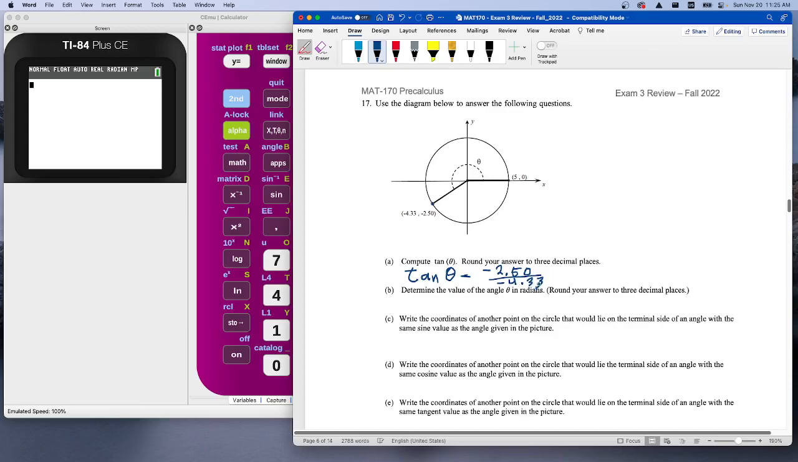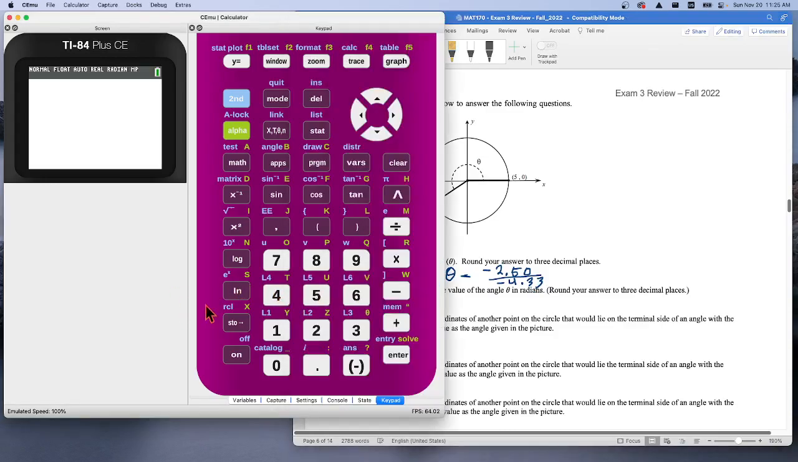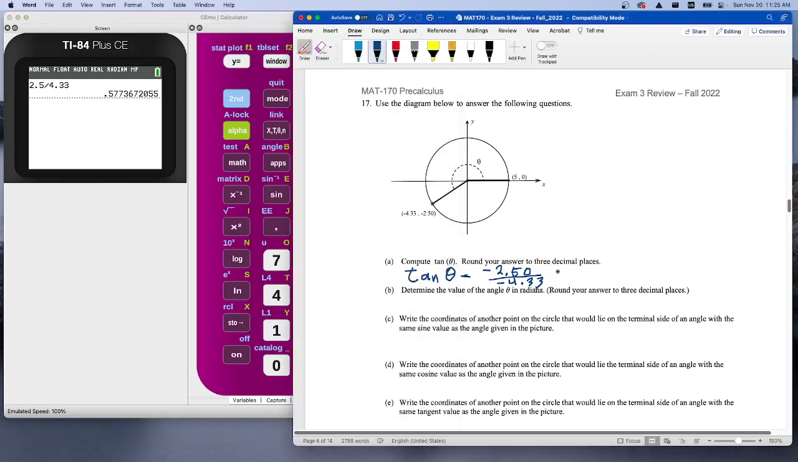Negative 2.5 over negative 4.33. So let's go ahead and we can see that's going to be positive. We're in the third quadrant, so we don't even have to put the negatives in there. Just say that's going to be positive, negative divided by negative. We do this and we get that to 3 decimal places is equal to 0.577.